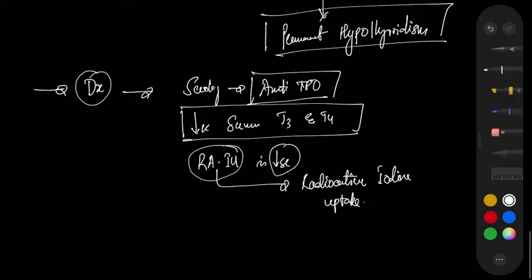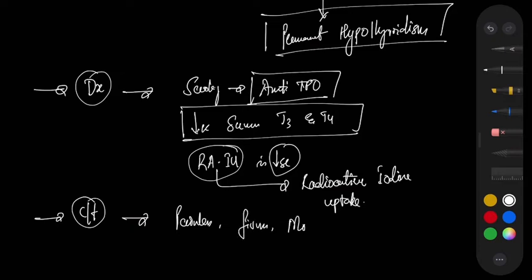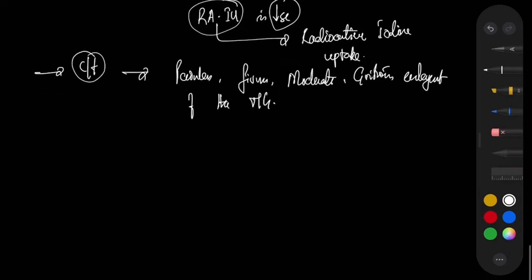Now, coming to the clinical features, we see there is a painless, firm, moderate goitrous enlargement of the thyroid gland. Now we're going to come to the most important aspect of pathology, that is the morphological features.